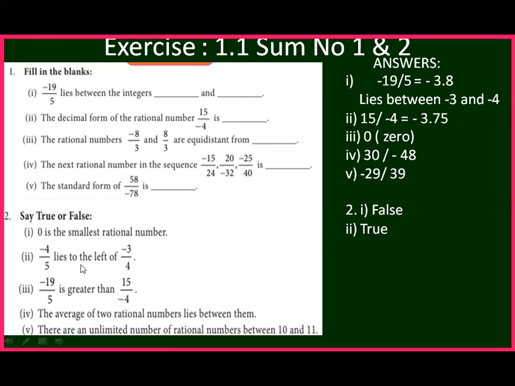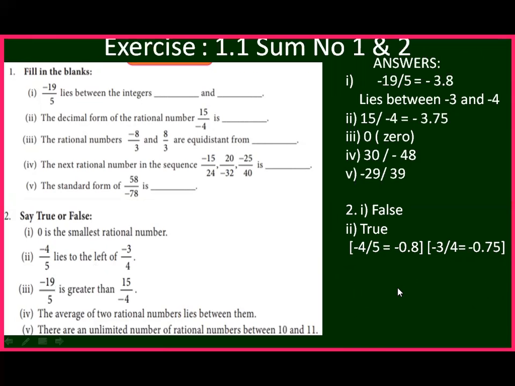Minus 4 by 5 lies to the left of minus 3 by 4. So minus 4 by 5 is minus 0.8 and minus 3 by 4 is minus 0.75. Minus 0.8 is less than minus 0.75, so it lies left of minus 3 by 4.